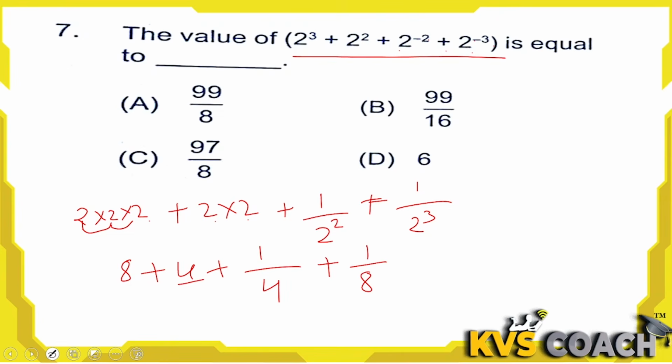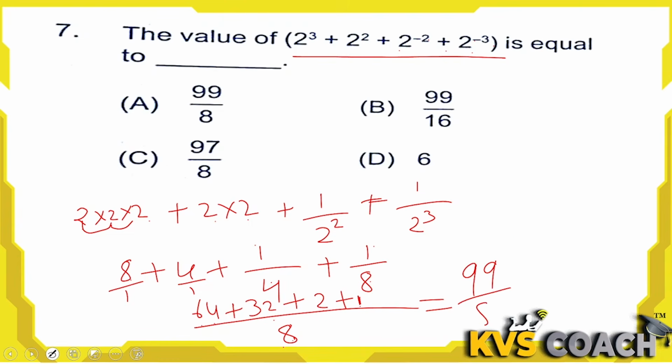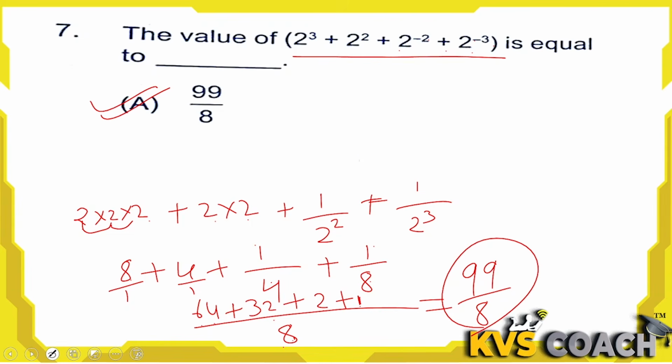Here nothing else is there, so this is the value. Now take the LCM. The LCM of 4 and 8 is 8. 8 ones are 8, 8 8s are 64. Here 8 ones are 8, 8 4s are 32. Then 4 2s are 8, 2 ones are 2, and here 8 ones are 8, then 1. Add this: 64 plus 32 is 96, 96 plus 2 is 98, 98 plus 1 is 99. So 99 upon 8 is the answer after solving this. So the right answer is option A only.